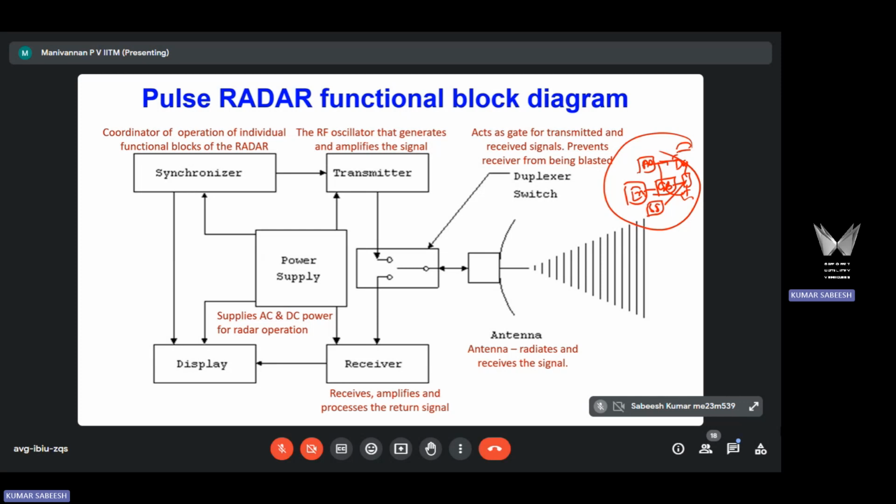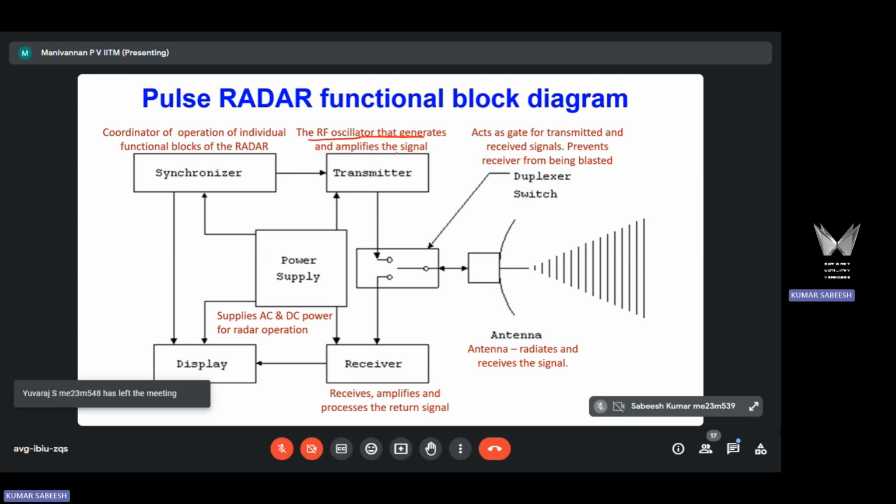I say like that. The radar also has a functional block diagram. It has one system called the transmitter. What is the job of this? I have written it in red color. You can see that the transmitter generates RF. It consists of an RF oscillator. This is the circuit which generates the sinusoidal wave that we are going to transmit. That is part of the transmitter. It generates this RF waveform and also amplifies it. While generating, the amplitude of the signal will be in millivolts.